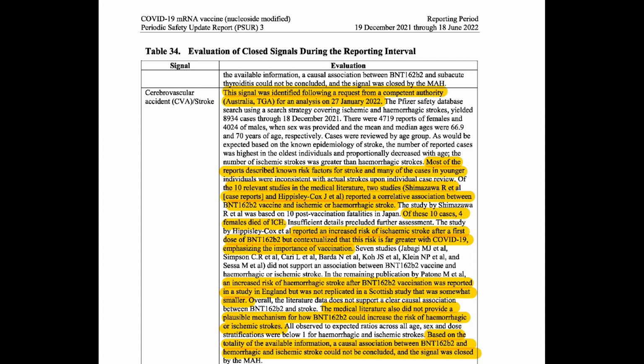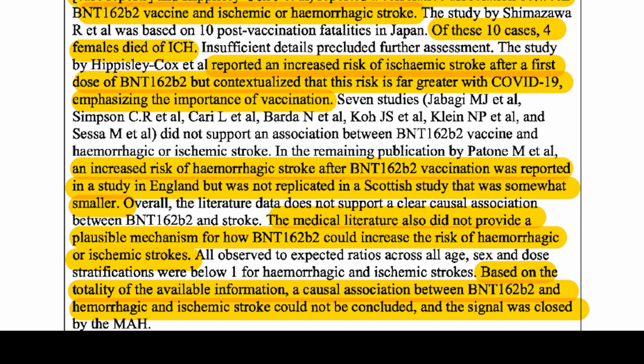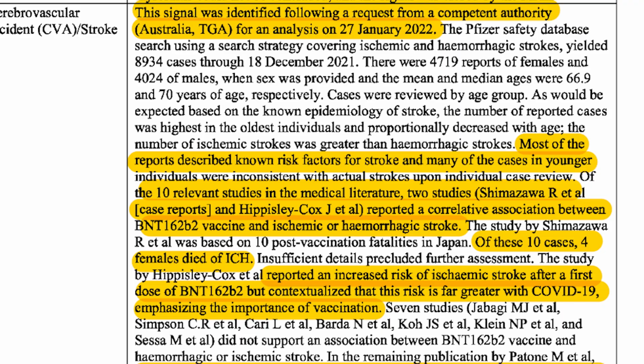Cerebrovascular accident or stroke, and this is determined by Pfizer that a causal association between the vaccine and hemorrhagic and ischemic stroke could not be concluded and the signal was closed. This signal was actually identified by the TGA and Pfizer was requested to investigate. And so Pfizer reports their database contained 8,934 cases of stroke up to December of 21. For some reason, they do not provide the number of reports for the PSUR reporting period to June of 2022.